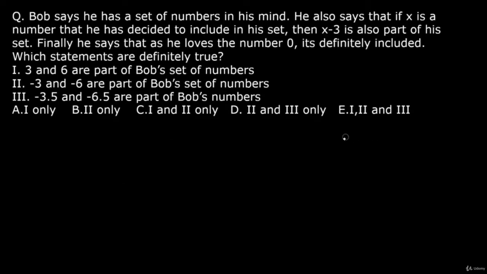Let's read the question. Bob says he has a set of numbers in his mind. He also says that if x is a number that he has decided to include in his set, then x minus 3 is also part of his set. Finally, he says that as he loves the number 0, it's definitely included. Which statements are definitely true? Alright, now let's see the answer options. Over here, the first statement is 3 and 6 are part of Bob's set of numbers. Minus 3 and minus 6 are part of Bob's set of numbers. And minus 3.5 and minus 6.5 are part of Bob's numbers.